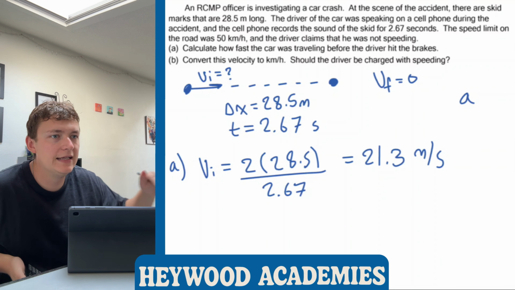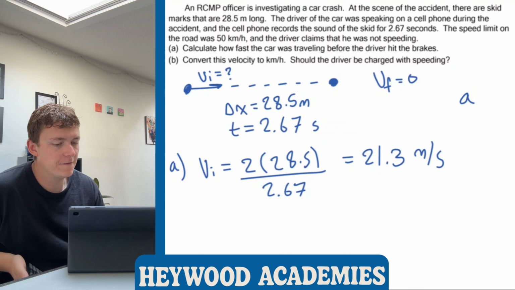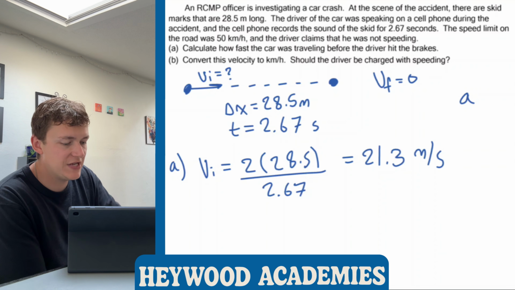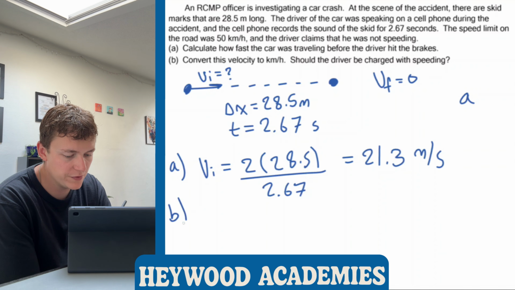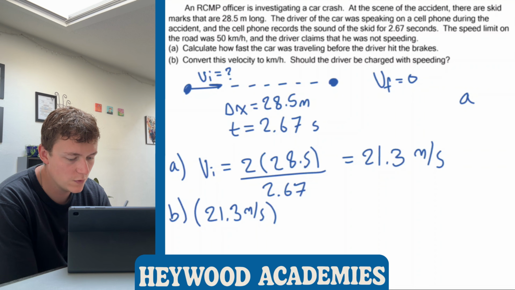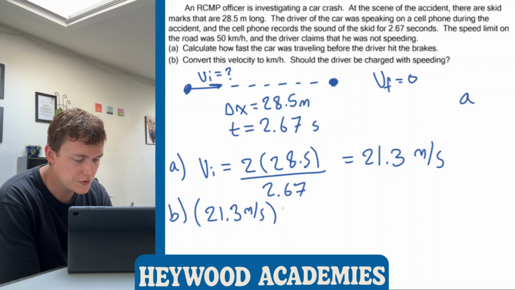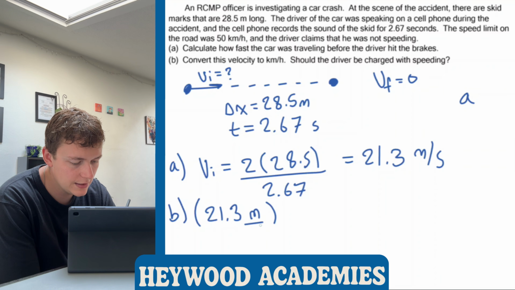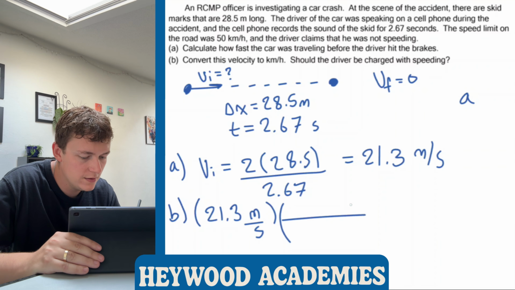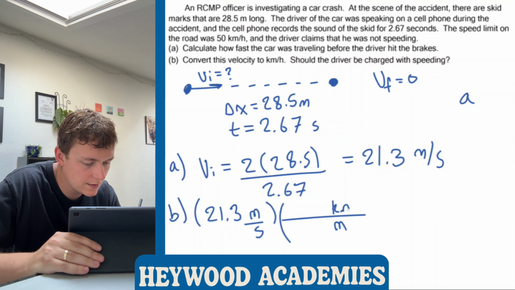We can leave it like that. Now for part B, they want to figure out if the driver was speeding, but we can't really compare this yet because we have meters per second and the speed limit is in kilometers per hour. So what we've got to do is convert this over to kilometers per hour. So we're going to take 21.3 meters per second, and let's do this the other way. Let's go like this, meters per second. We'll convert this over to kilometers per hour. So we want to get rid of the meters, get kilometers in there.